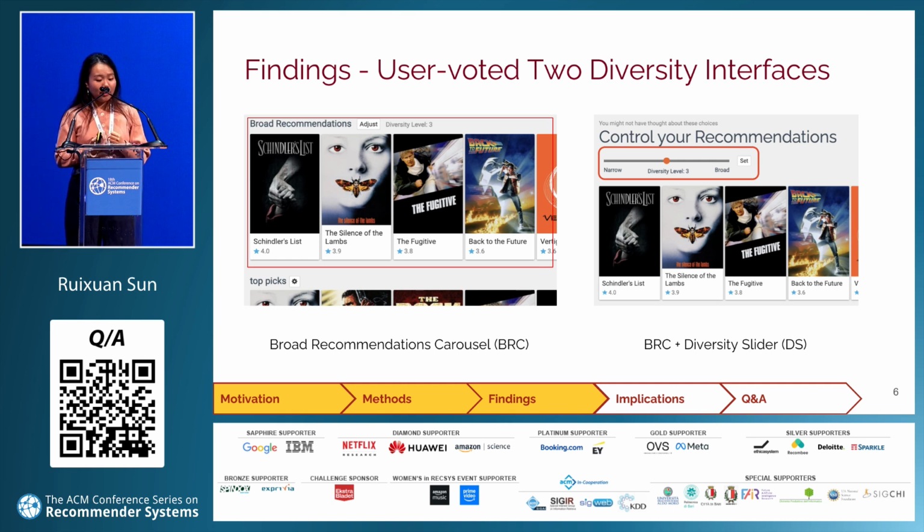On the left side, you can see there's a broad recommendation carousel, which is a curation of the most diverse, yet still somehow personalized recommendations for users, based on their histories and on some of our baseline recommender algorithms. On the right side, it's one step beyond. We add a level of control. Users can use a 5-level slider to control the diversity of their recommendations.